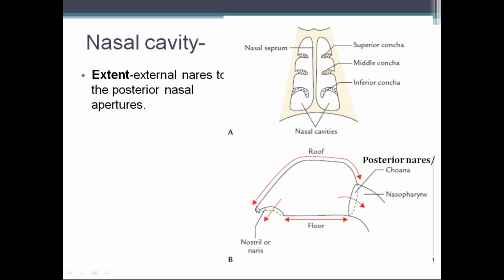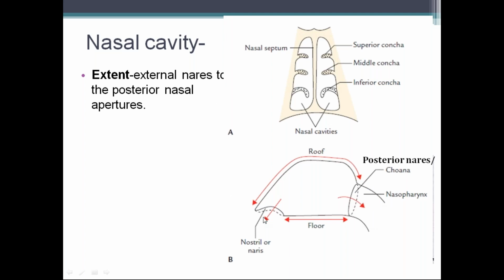So far we have seen the external nose. Next we'll see about the nasal cavity. If you see this picture, the nasal cavity extends from the anterior nares or external nostril to the posterior nasal aperture, otherwise called the posterior nares or choana. Behind it, it communicates with the nasopharynx.